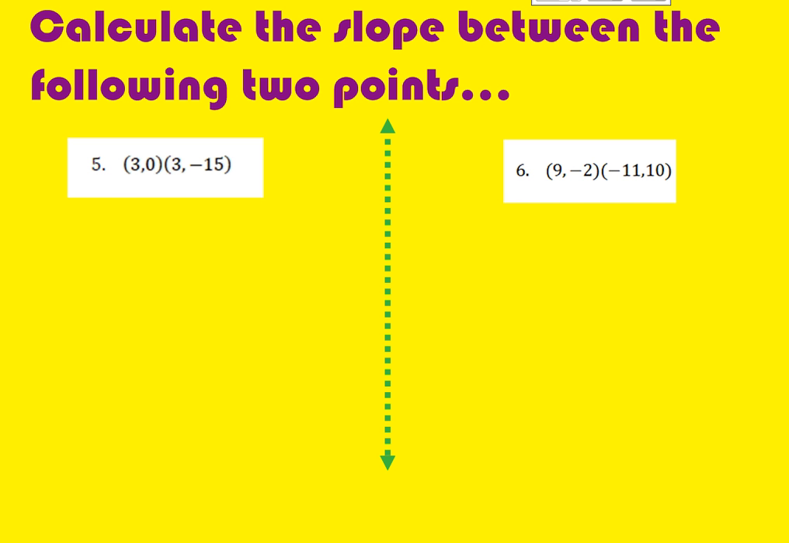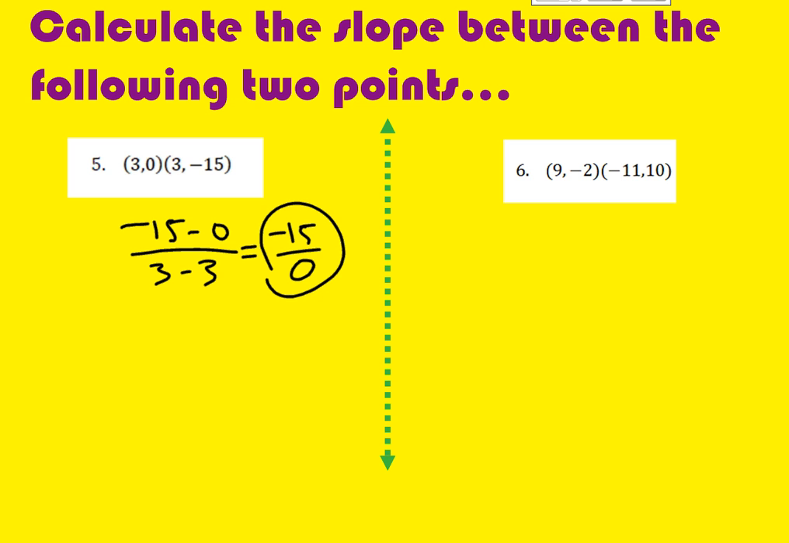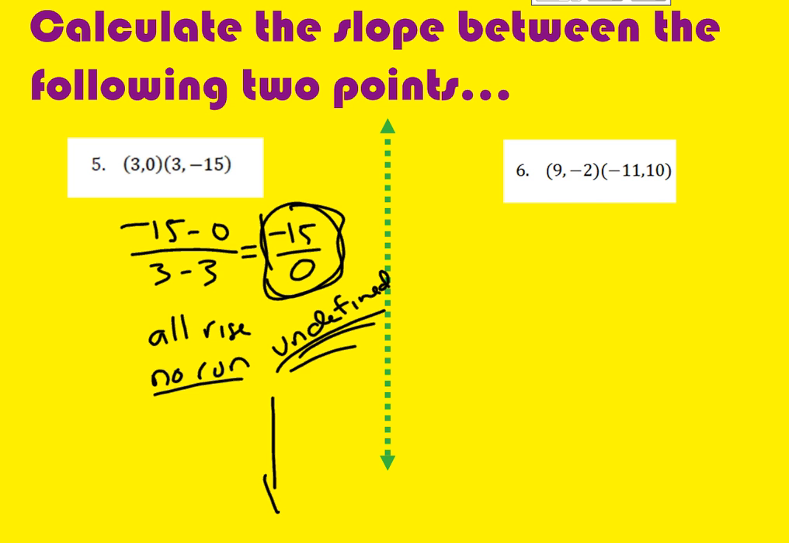So let's take a look here. Number 5. So let's do negative 15 minus 0, 3 minus 3. Top, you get negative 15. Bottom, you get 0. So now, what do we know this as? We know this as all rise, no run. It's not going to run ever. So we call that undefined. That is your vertical line.